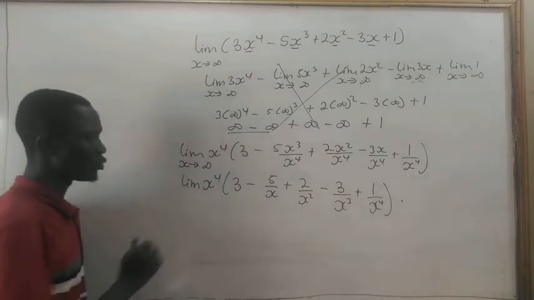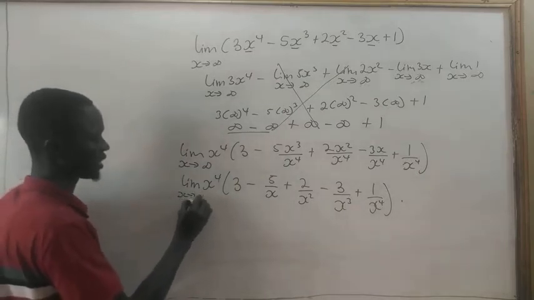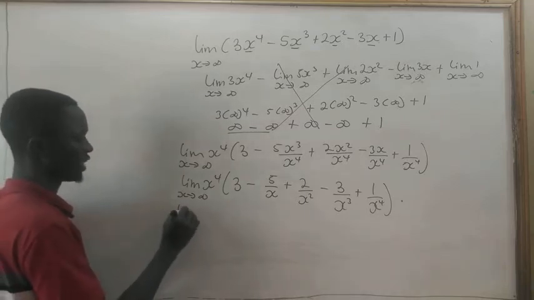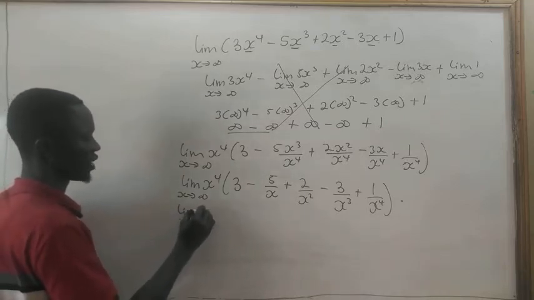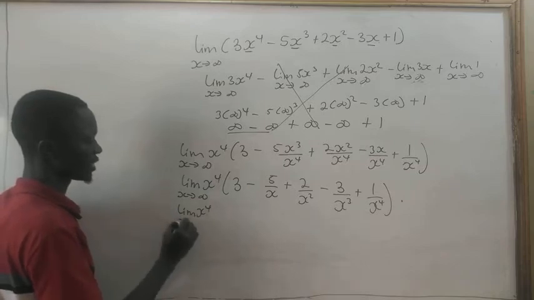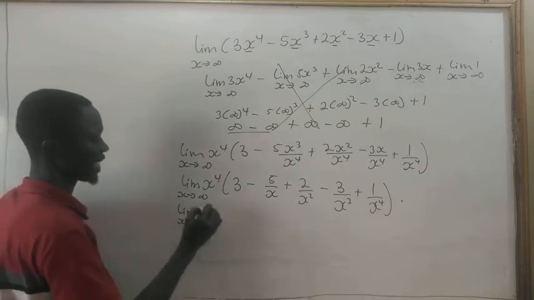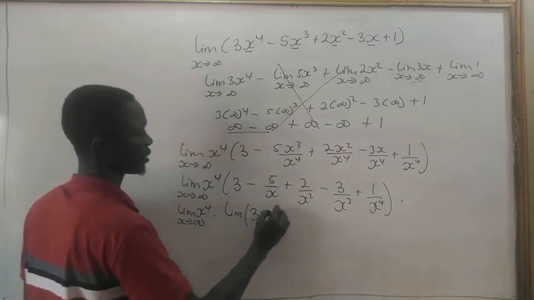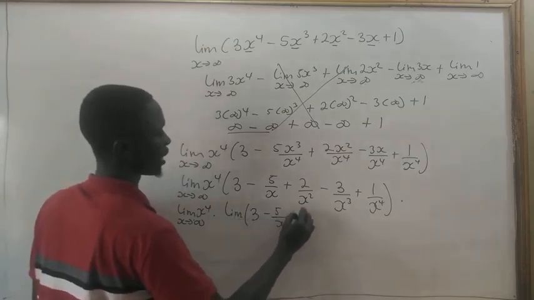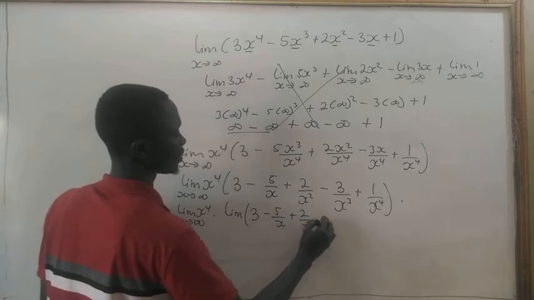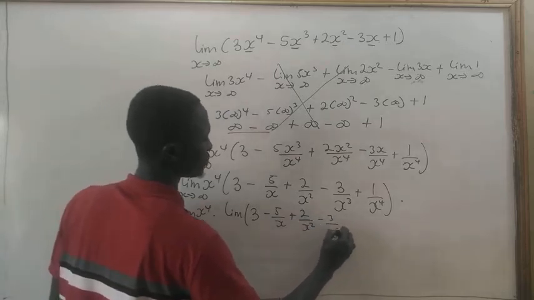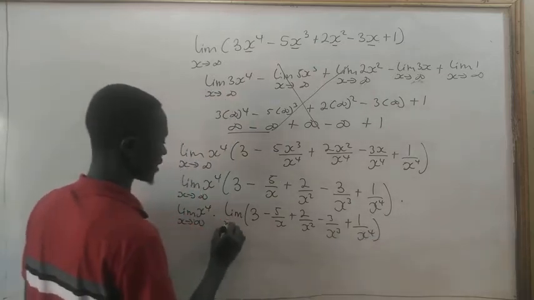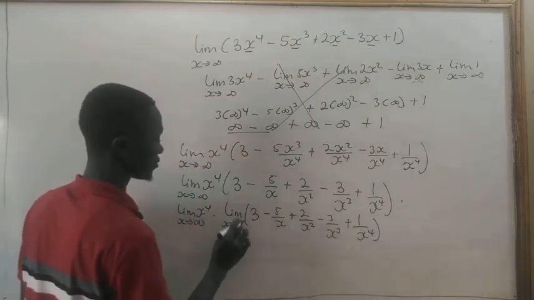Now we are going to use the product rule. So let's bring the limit as x approaches infinity. So what do we have? We have the limit of x to the power 4 as x approaches infinity, times the limit of 3 minus 5 on x plus 2 on x squared minus 3 on x cubed plus 1 on x to the power 4 as x approaches infinity.